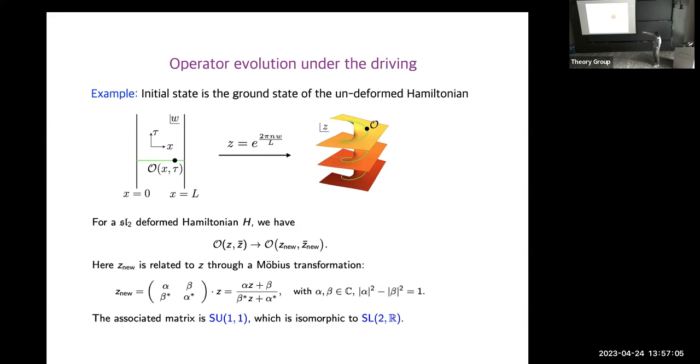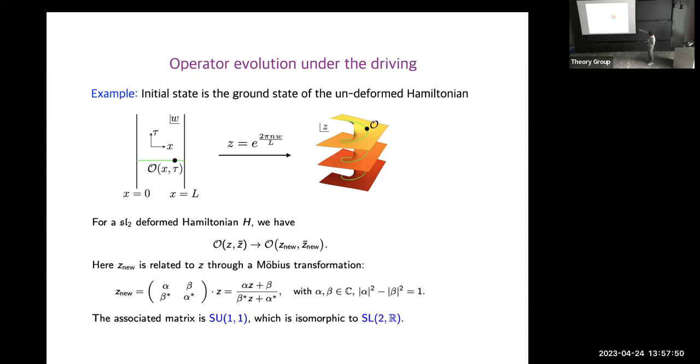When we study this operator evolution, it's convenient to first do a conformal mapping, mapping this W plane to some V plane, some unlayered manifold. Then for this SL2 deformed Hamiltonian, what we found is very simple. As we drive the system, this operator will simply move along a circle. If you look at only one layer, this trajectory is a circle.